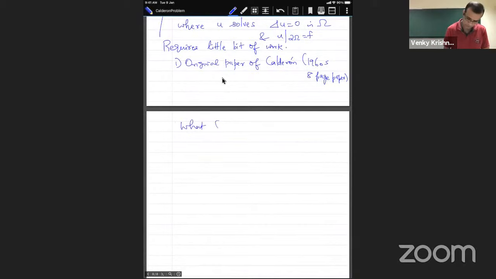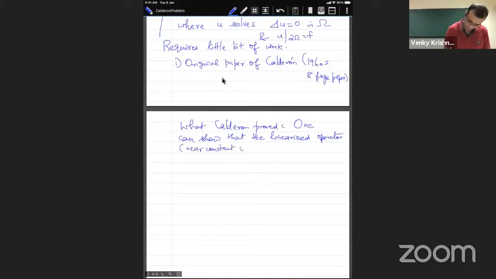Okay, so what Calderon proved is that one can show that the linearized operator near constant conductivities is injective. I will actually show this computation, because it's actually quite beautiful.